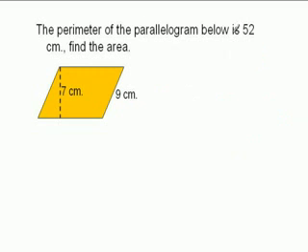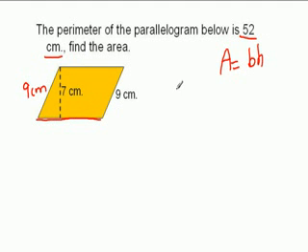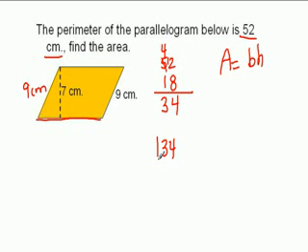It says the perimeter of a parallelogram below is 52 centimeters. Find the area. Alright, well, if the area formula is base times height, and as you can see right here, we don't know what the base is. But we do know that 52 centimeters is the perimeter. And we know that this is 9 centimeters, and this has to be 9 centimeters. So together that's 18 centimeters, and it has to be 52. So what's left? 34 is left. So we have to split this 34 into 2. So that's 17 on both sides.